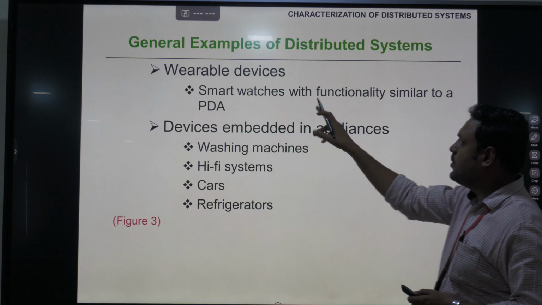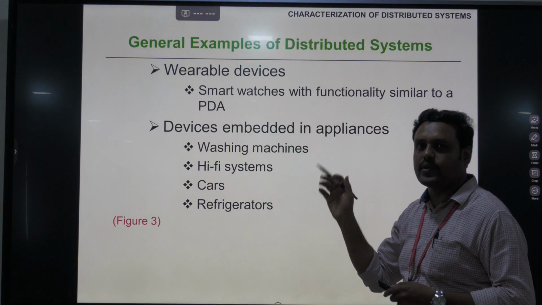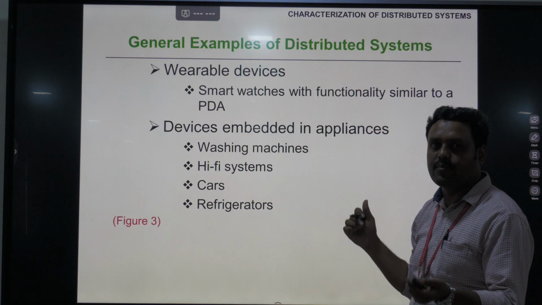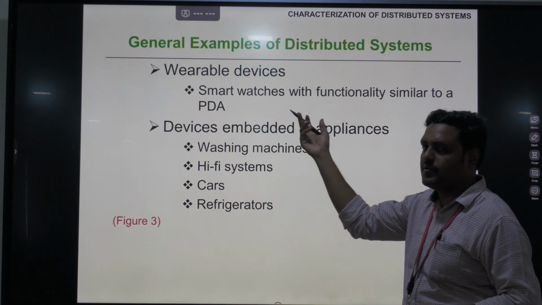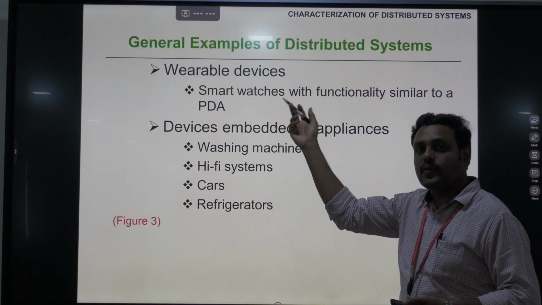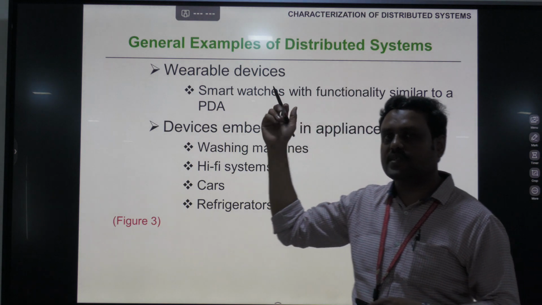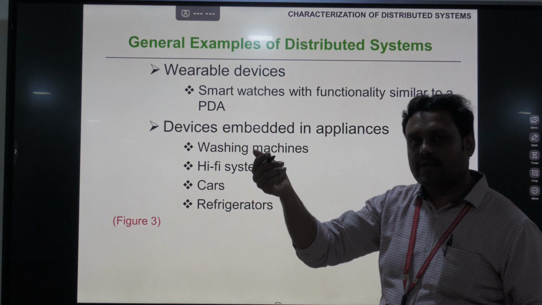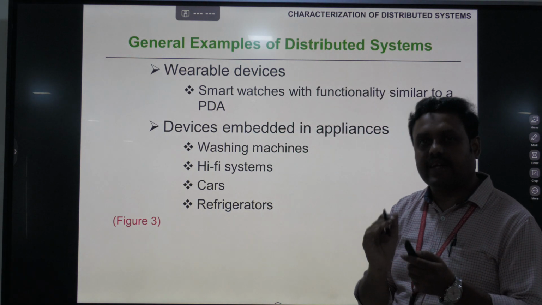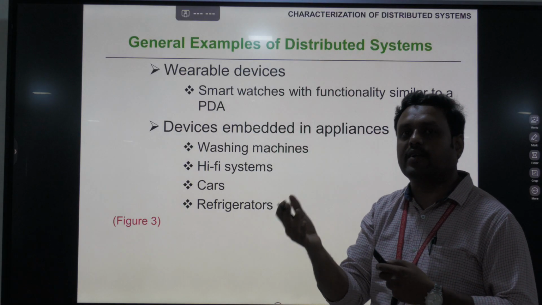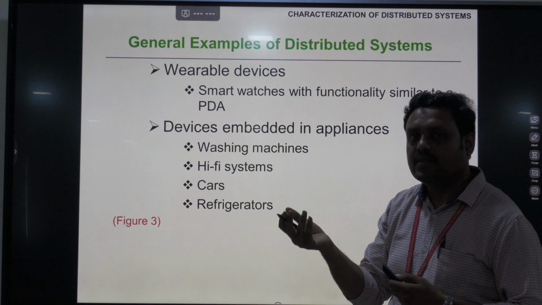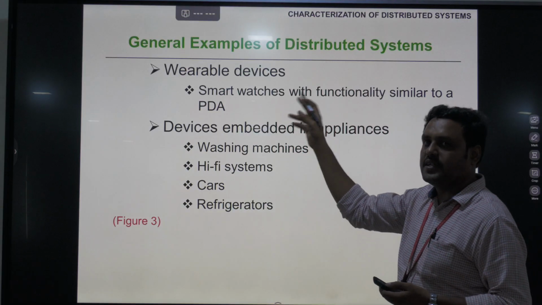And next one, wearable devices. Wearable devices means we can wear them on our hand, on our body. Smartwatches are the best example. We all have smartwatches, right? Smartwatches can connect to the network, they can store the data, and they can share the data to other devices, right? So they are all wearable devices, we can say.